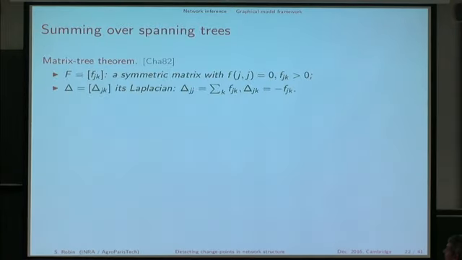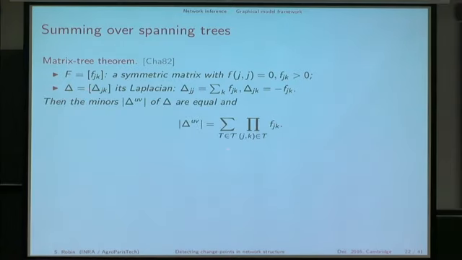And the thing is that there is a magic theorem, which is named the matrix tree theorem, which tells you that if ever you have a matrix like that, you compute its Laplacian, then you take any minor of this matrix, and all the minors are equal, and they're all equal exactly to the quantity you want. That is the sum over all possible spanning trees of a product of all these terms.